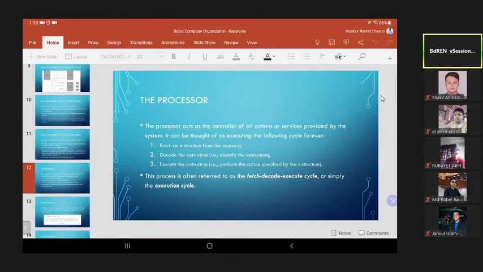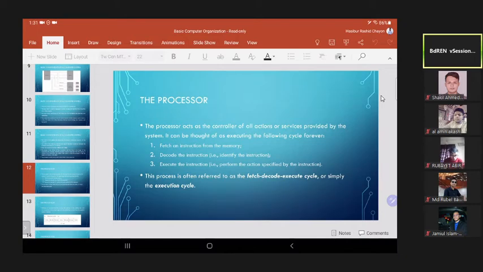Very elaborately about the processor. We know that the main objective or main responsibility of the processor is to execute instructions, right? To execute the instruction, we have three basic steps. The first step is to fetch the instruction. The second step is to decode the instruction, and the last one is to execute the instruction.